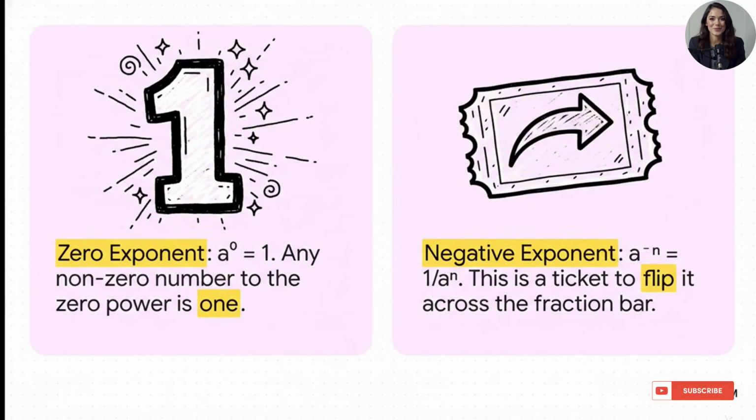Okay, now for the 2 weird ones that often catch people off guard. First, anything, and I mean anything to the power of 0 is just 1. Don't ask why, just memorize it, it's always 1. Second, the negative exponent. Don't think of it as making the number negative. It's not. It's a flip-it ticket. It gives that term a ticket to move across the fraction bar. If it's on top, it flips to the bottom. If it's on the bottom, it flips to the top. And then the exponent becomes positive.